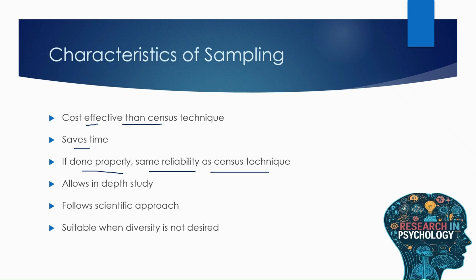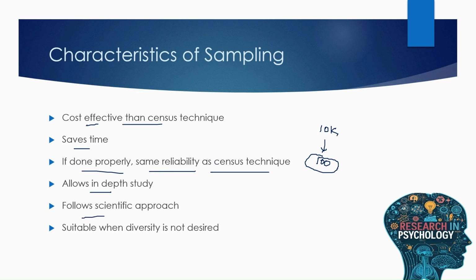Now, sampling also allows in-depth study. Now, how is that possible? So instead of performing the study on 10,000 individuals, if you are performing it on 100 individuals, you will have enough time to do an in-depth study on all these people rather than going superficially to all these 10,000 people, right? So when the sample is smaller, it's easier for you to manage them. It's easier for you to go deep into the study. So that's why sampling will help you in in-depth study.